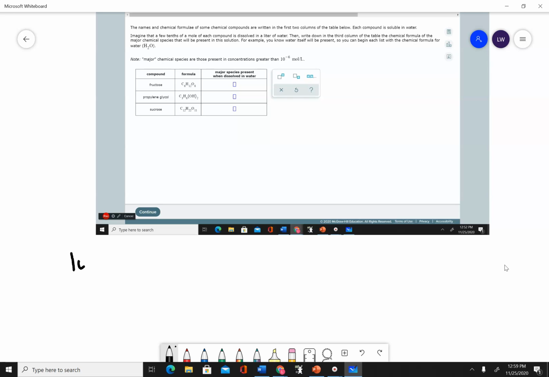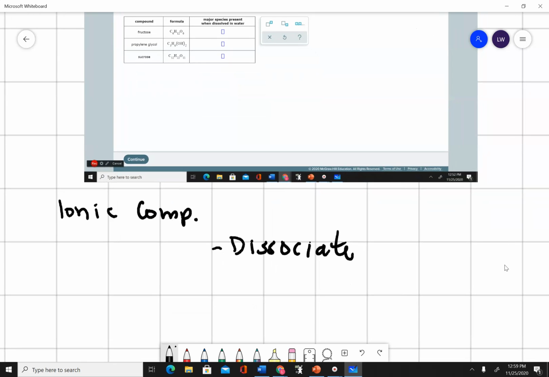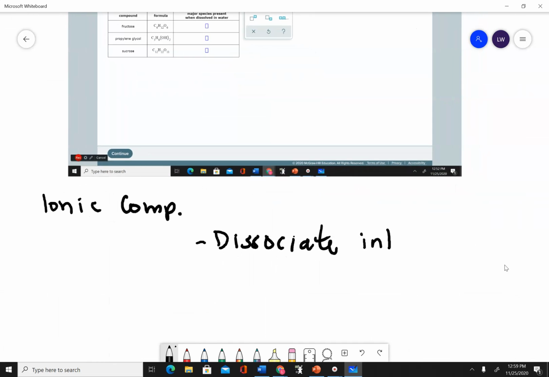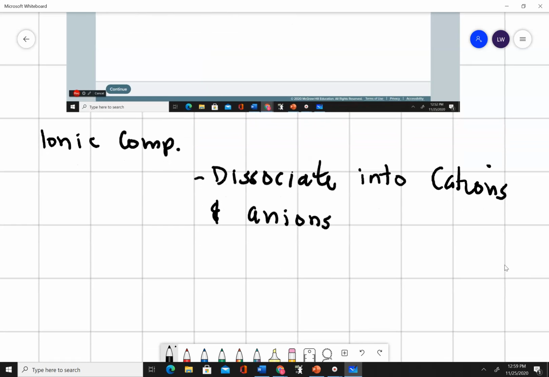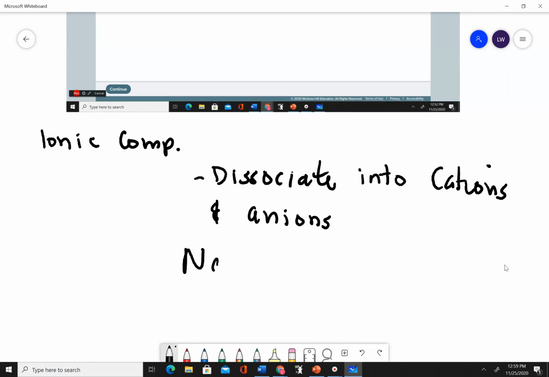When ionic compounds dissolve into water, they dissociate into cations and anions. If I take a very stereotypical ionic compound like sodium chloride, often referred to as salt, when that is dissolved in water, it will separate out into the component cations and anions.